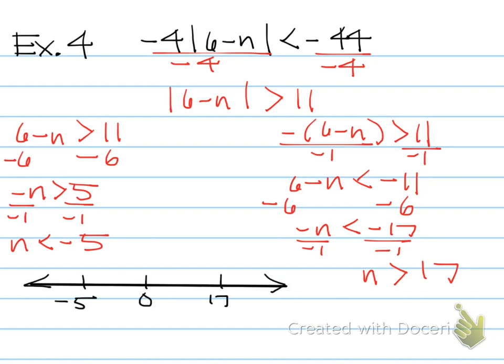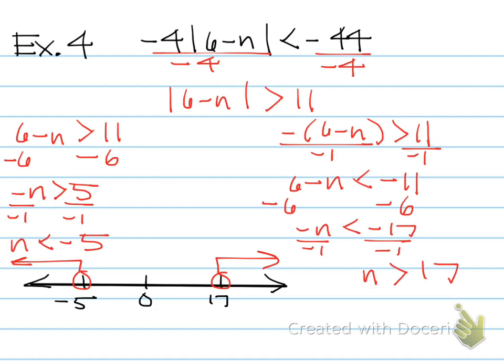So if we go ahead and graph that, there should be an open circle at -5, since there's no bar under that inequality. There should also be an open circle at 17, since there's no bar under that inequality. For n is less than -5, the arrow is pointing to the left, so our arrow should point to the left also. For n is greater than 17, again, an open circle, and that arrow is pointing to the right, so our arrow should be pointing to the right.